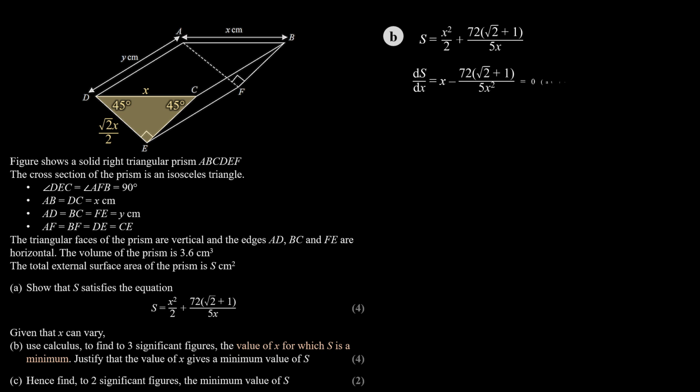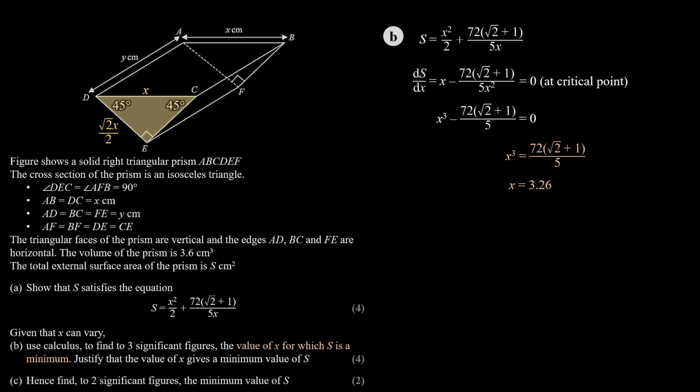At the critical point, the derivative equals 0. Multiplying the equation by x and rearranging, we get x cubed equals 72 times (root 2 plus 1) over 5. Taking the cube root of both sides, we find x equals 3.26, rounded to 3 significant figures.